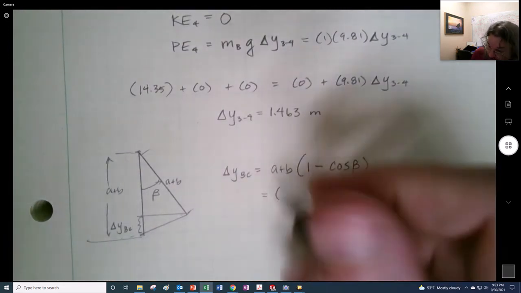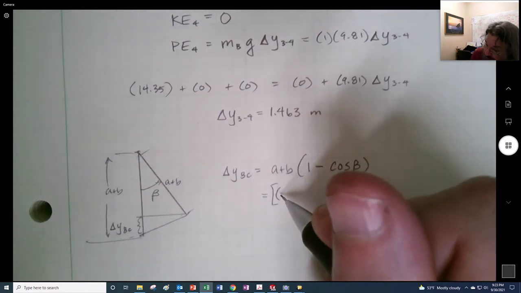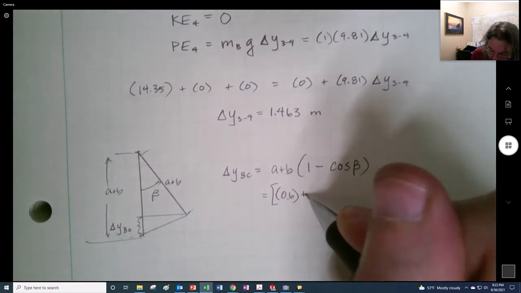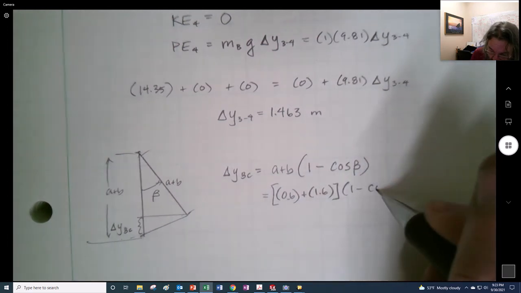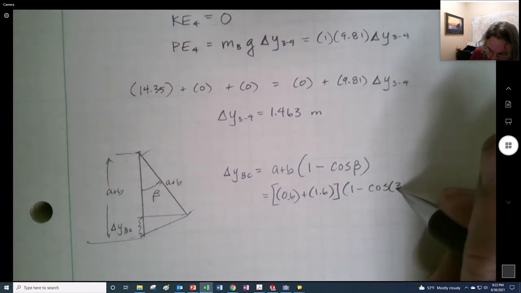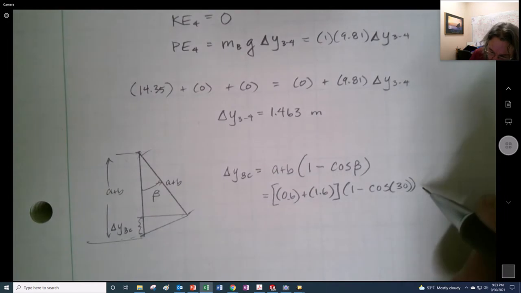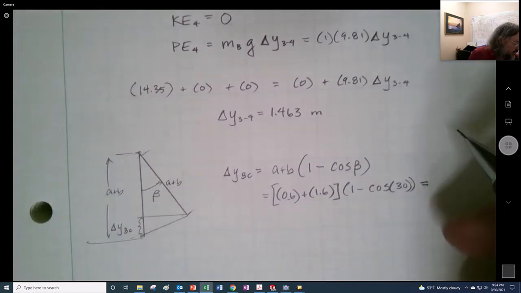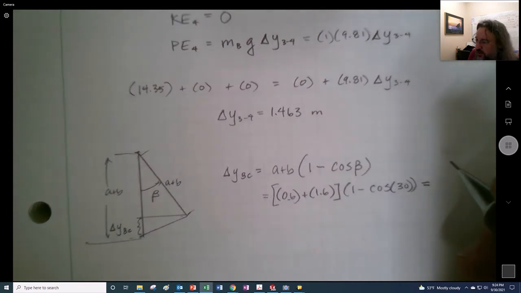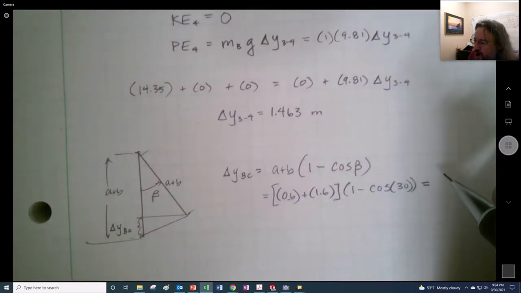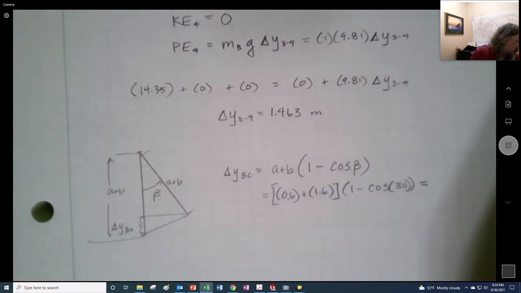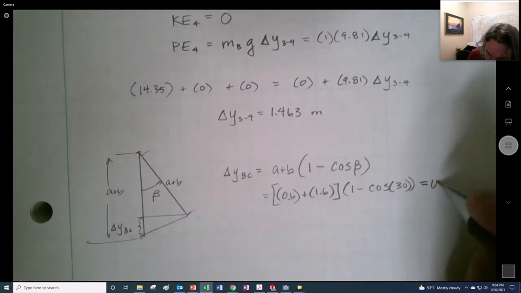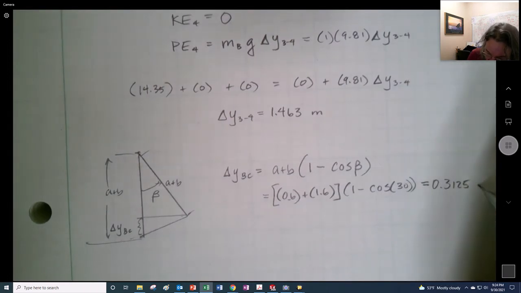All right, so A was 0.6 and B was 1.6. And take 1 minus the cosine, and beta was 30 degrees. It's kind of boring. And I think I get 0.3125 meters.